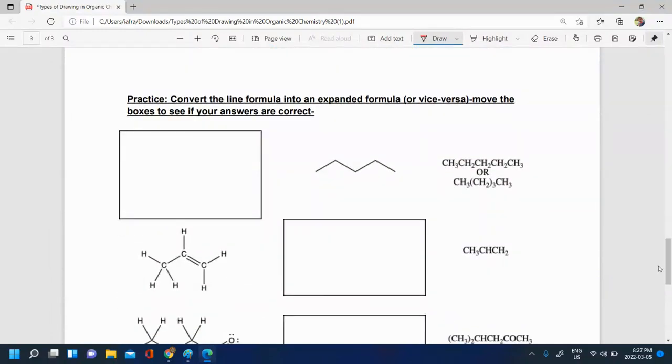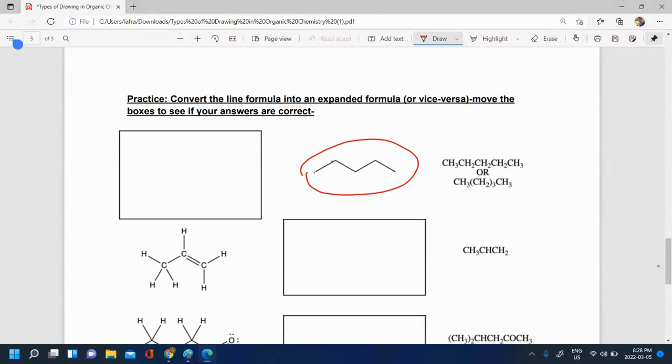Here we have convert the line formula into an expanded formula, or vice versa. And then you can check your work. So I would try these out without watching the video, and then afterwards come and check your work. So here we have a bond line diagram. We want to convert that to an expanded formula.